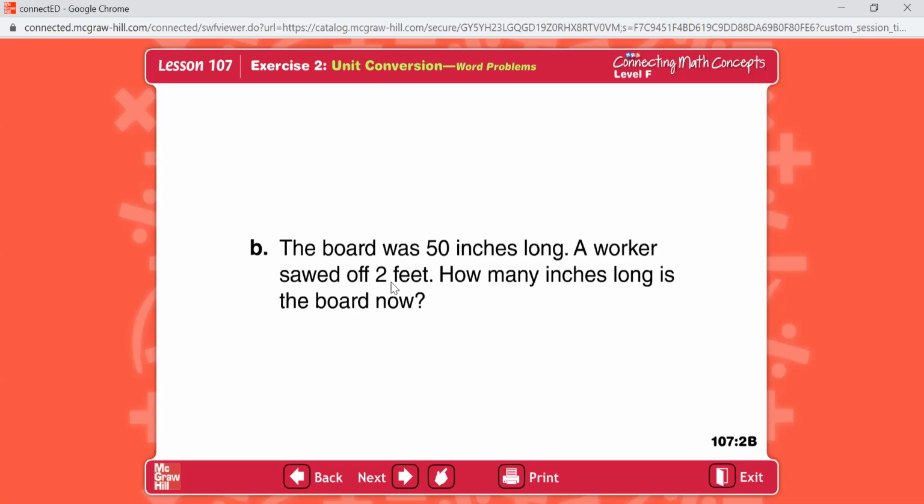Now you can work the problem. So we had a board that was 50 inches long, and we took off 24 inches. What is left? 50 minus 24 equals 26 inches. There's 26 inches left on the board now.